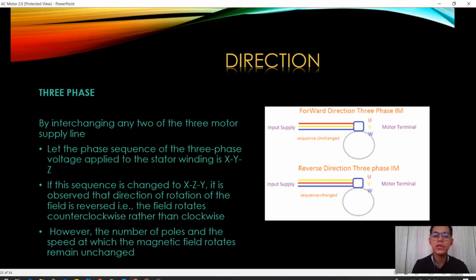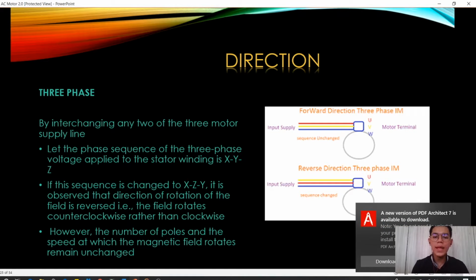Let the phase sequence of the three-phase voltage applied to the stator be XYZ, with X being the red winding, Y being the yellow winding, and Z being the blue winding. If the sequence is changed to XZY, X is the blue winding, Y is the yellow winding, and Z is the red winding.